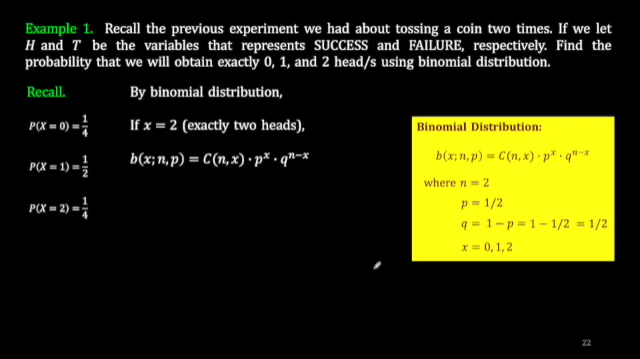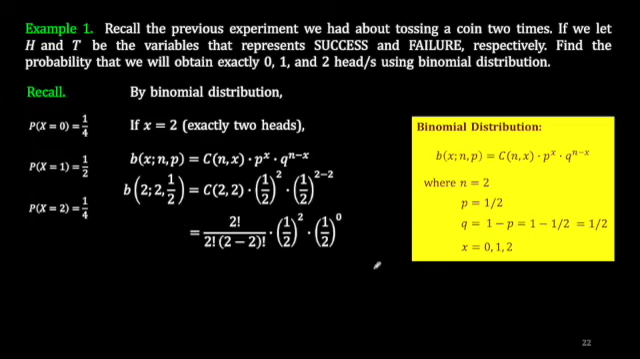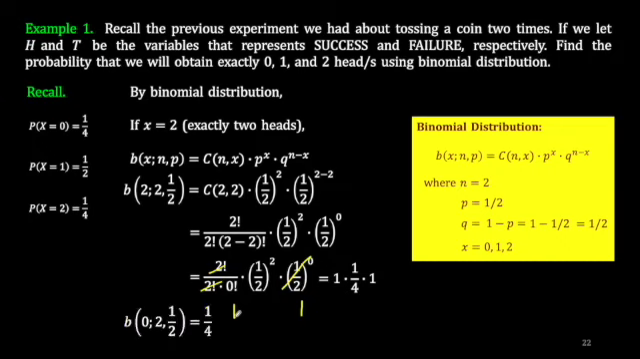At x equals 2, or exactly 2 heads, using binomial distribution, we have 2 taken 2 at a time times 1/2 raised to 2 times 1/2 raised to 2 minus 2. Simplify. And this expression ay magiging 1. 2 factorial divided by 2 factorial is also 1. And 1/2 raised to 2 is 1/4. So, meron tayong 1 times 1/4 times 1. And that is equivalent to 1/4. And this will be the probability na makakuha tayo ng exactly 2 heads.